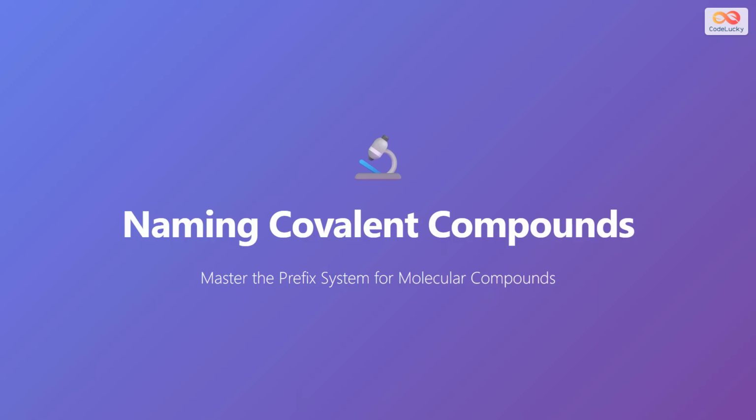Welcome to naming covalent compounds. In this lesson, you will learn how to properly use the prefix system to name molecular compounds. This system helps chemists communicate clearly about compounds made up of two or more nonmetal elements. Mastering the rules and understanding the logic behind each step will enable you to name these compounds correctly and confidently.